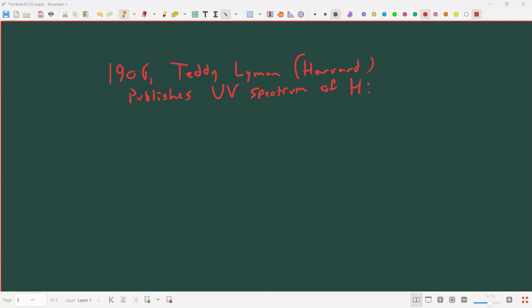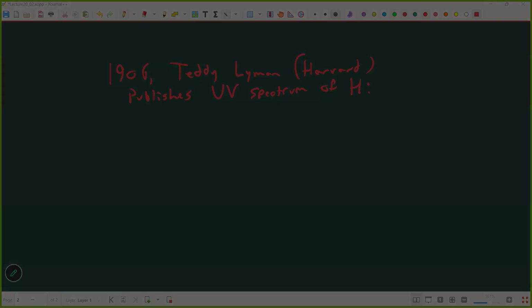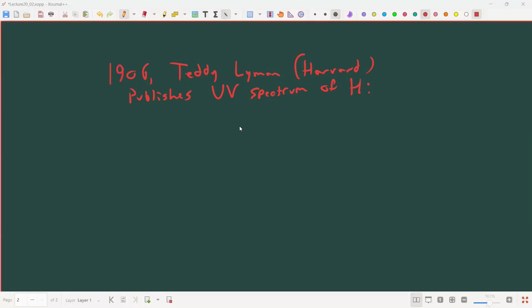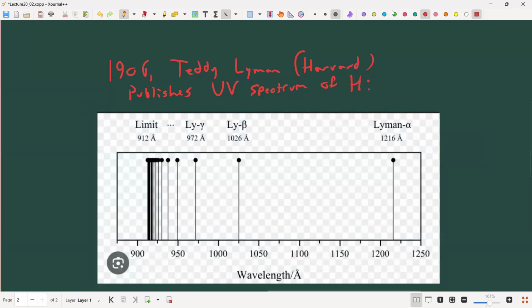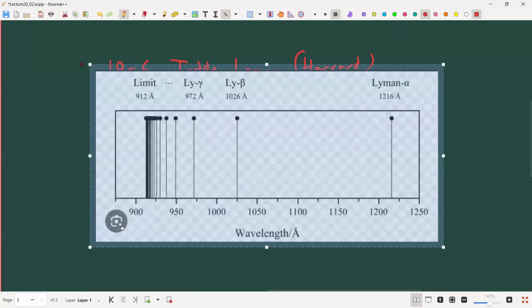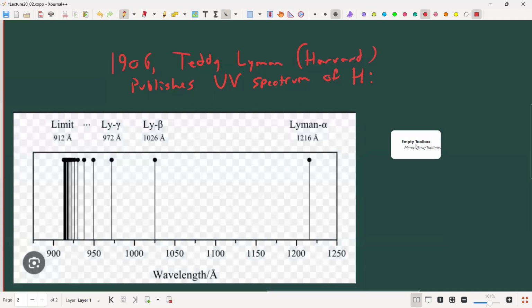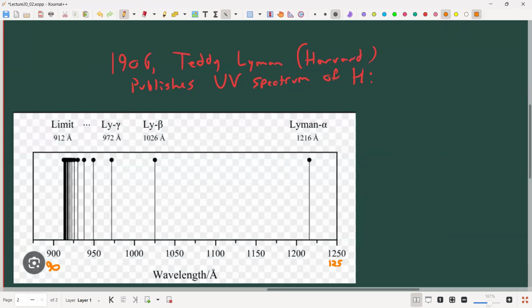I can't find the original plot that Lyman published. I'll have to dig for it. But what he sees in the infrared or in the UV is something that looks a bit like this. So this is an emission spectrum. All right, and this is in wavelength, in angstroms, which is kind of an old-fashioned unit for wavelengths. But we can convert that into nanometers. This is 125 nanometers. This is 90 nanometers. Right, and of course, wavelength goes in this direction, and energy goes in this direction, right?